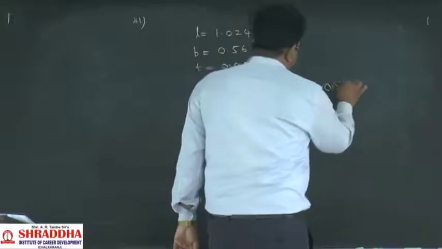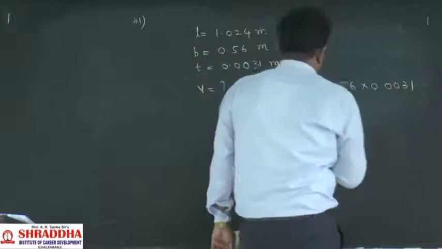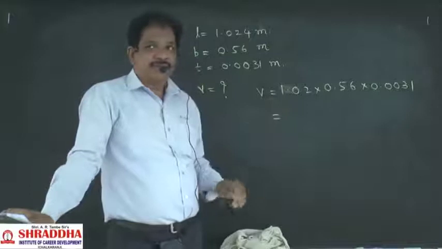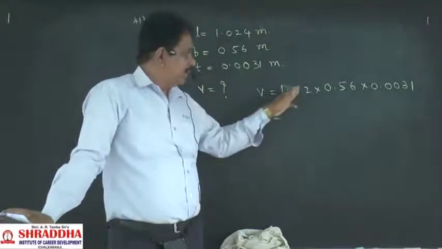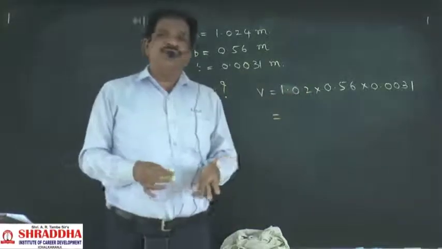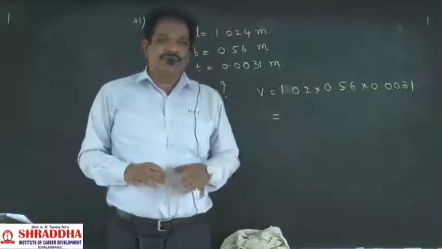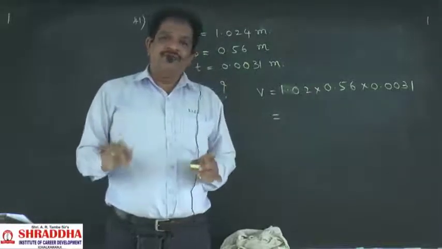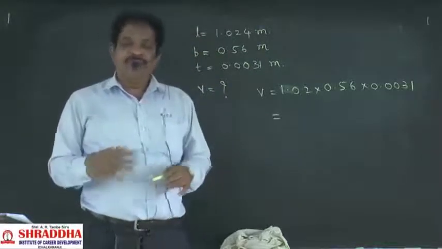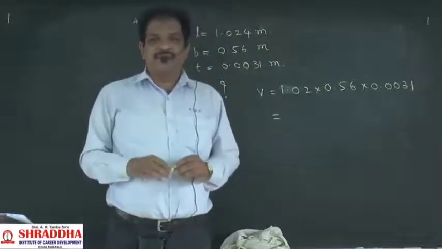1.02, 0.56, 0.0031. Okay, this we will get. Then what we will get finally, without doing this calculation, normally what you have to do is multiply all of this. You will get one value. Rounding that value to have two significant figures, that will be the answer. Clear? That is the normal procedure what we have to do.